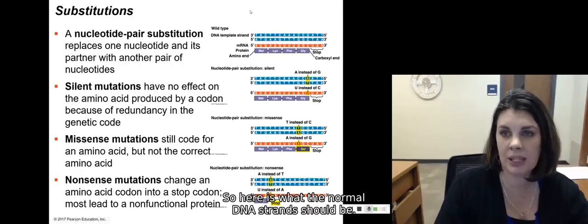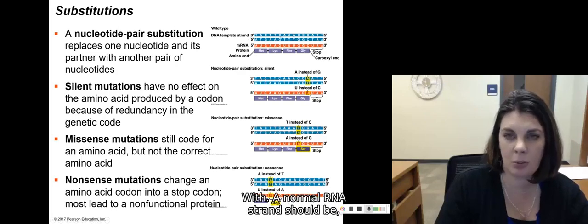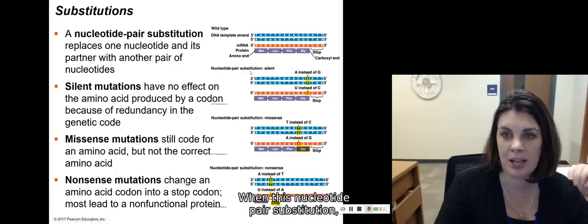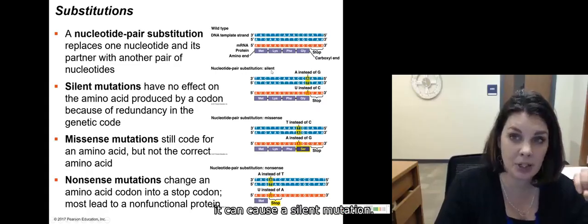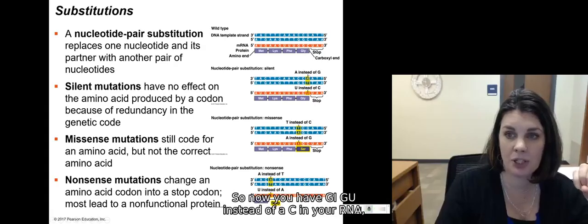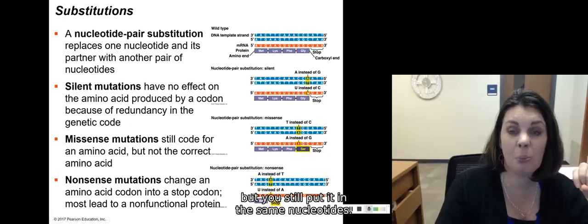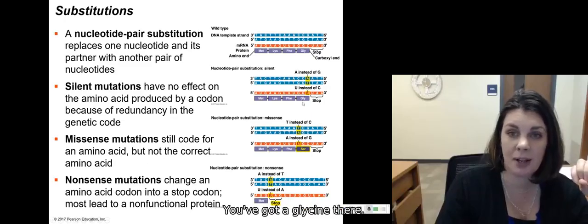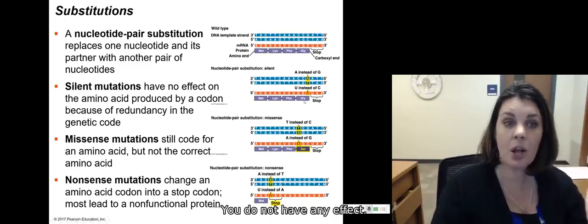So here is what the normal DNA strand should be, what the normal RNA strand should be, and what the normal protein should be. So in this nucleotide pair substitution, it can cause a silent mutation. A silent mutation means you have changed this CCG into a CCA. So now you have GGU instead of a C in your RNA, but you still put in the same amino acid. You've got a glycine there.